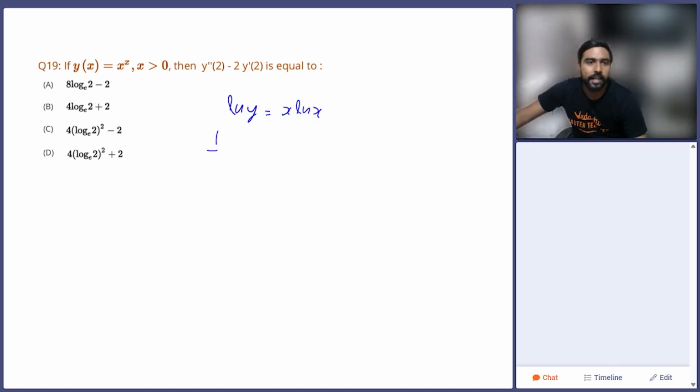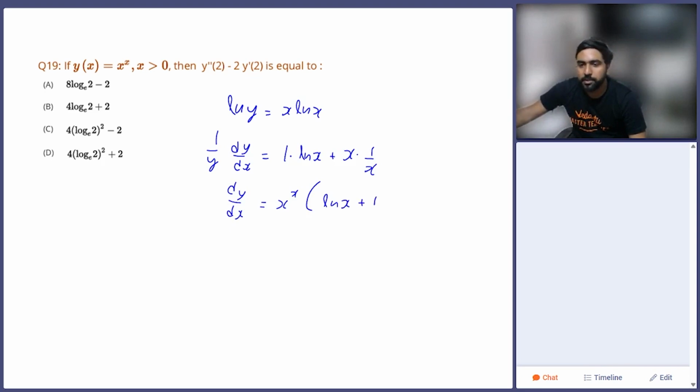I'll get 1 by y into dy by dx is equal to 1 into ln x plus x into 1 upon x, giving me dy by dx is equal to x power x into ln x plus 1. Okay, I've got x power x into ln x plus 1 as dy by dx. Let's differentiate it again. Let's find d square y by dx square.